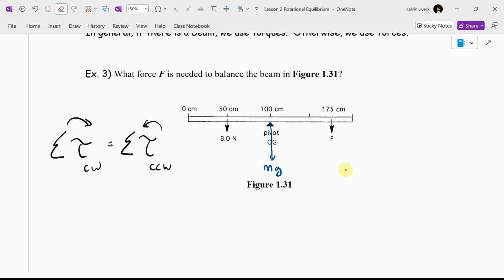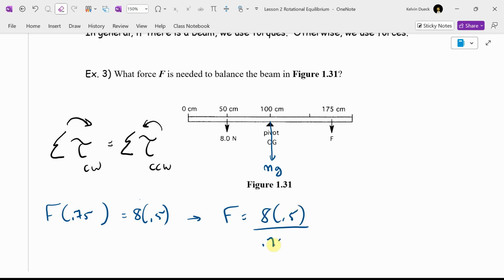Okay, clockwise, that's going to spin in this direction here. Which force, the 8 or the F, would exert a clockwise torque? So it's going to be F times its distance from the pivot. How far is it from the pivot? 0.75. Has to equal, which force would exert a counterclockwise torque? 8 times its distance from the pivot. And I end up with a pretty clean equation, actually. F is going to be 8 times 0.5 divided by 0.75.